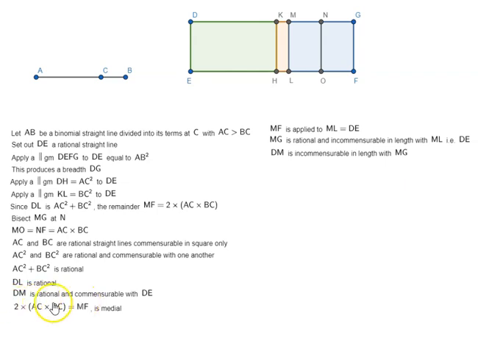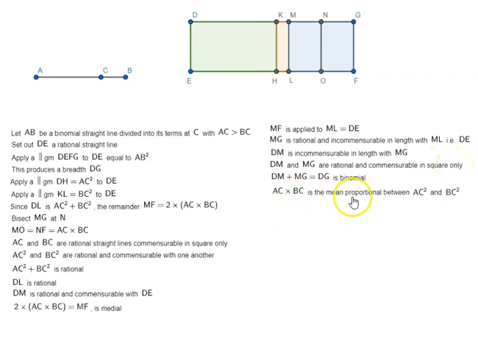Why? Because DM is rational and commensurable with DE, and MG is incommensurable with DE. That means they are going to be incommensurable with each other, DM and MG. So that means DM plus MG, which is DG, is a binomial, because DG is a sum of two rational straight lines commensurable in square only.